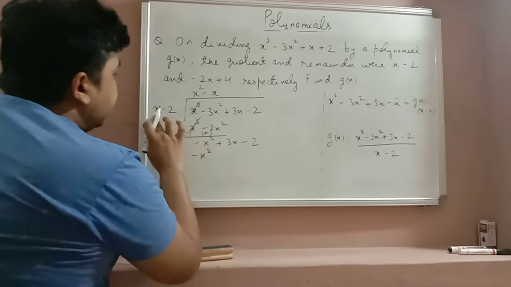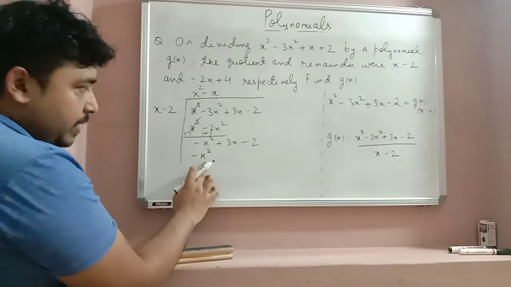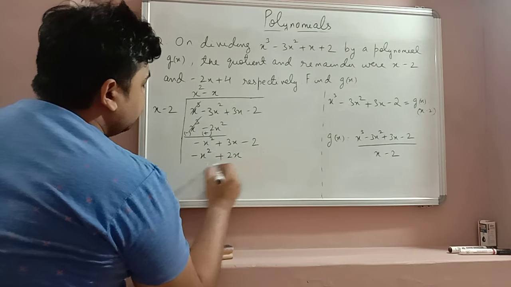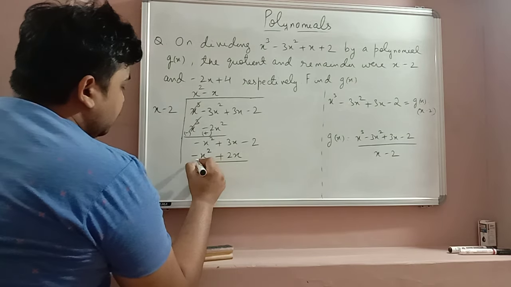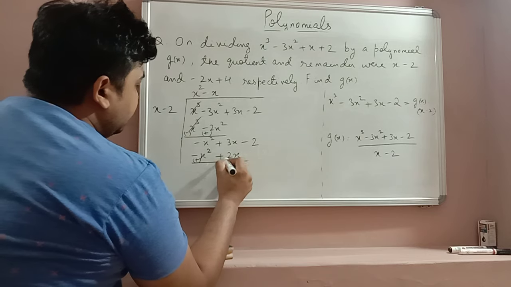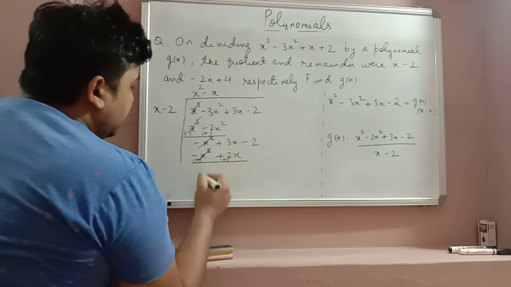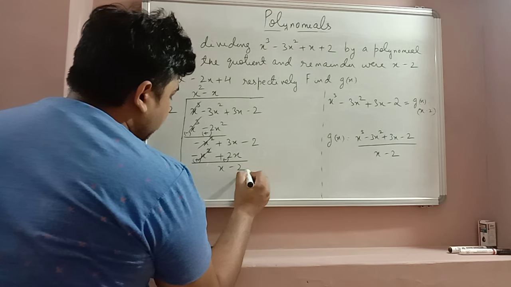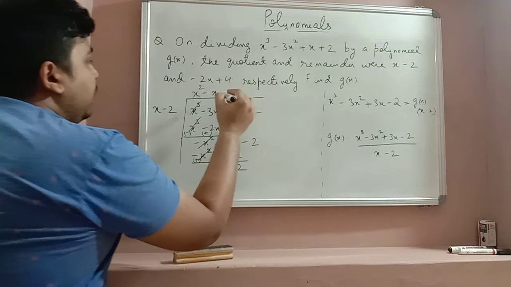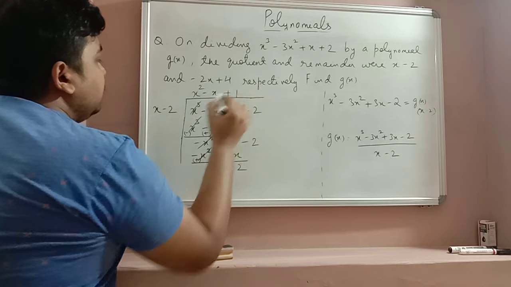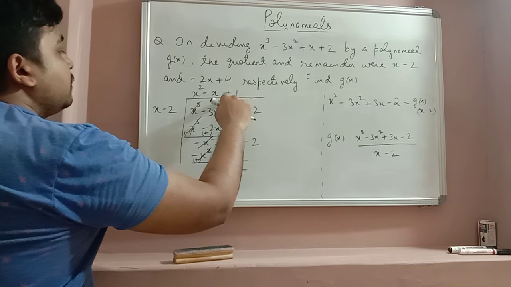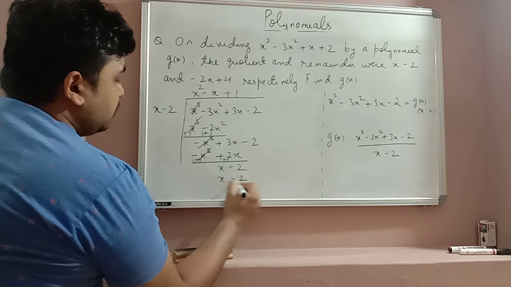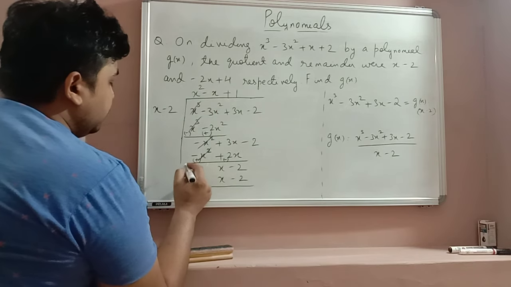This will turn out to be x into minus x square minus 2 into minus x plus 2x. So the signs will change and this will turn out to be 3x minus 2x, x minus 2. Now I just need a 1 in order to solve this. X minus 2 into 1 will turn out to be x minus 2, and the remainder of course will be 0.